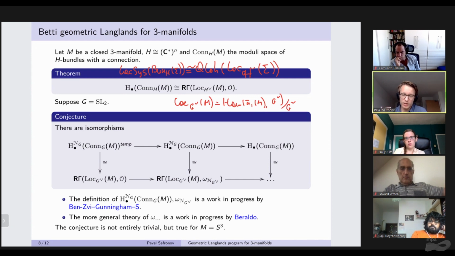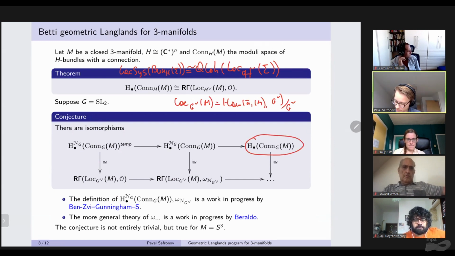In the case of non-abelian group, you again imagine we expect that there's a similar kind of filtration. There's a tempered part, which is easy on the B model side and complicated on the A model side. And there's the complement to that, which is easy on the A model side and complicated on the B model side. So the easy part on the A model side is just homology of the space of connections. The easy part on the B model side is the derived algebra of functions on the moduli space of G-check local systems.